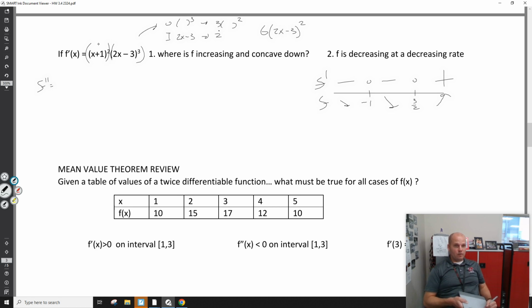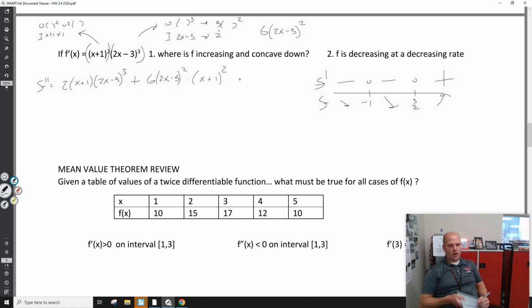The derivative of the first also kind of requires the chain rule, but not really, because the derivative of the inside is 1. The derivative of the outside is 2 stuff. So the derivative of the first times the second plus the derivative of the second times the first. What do we do now to find when this is equal to 0? Well, we have to factor.